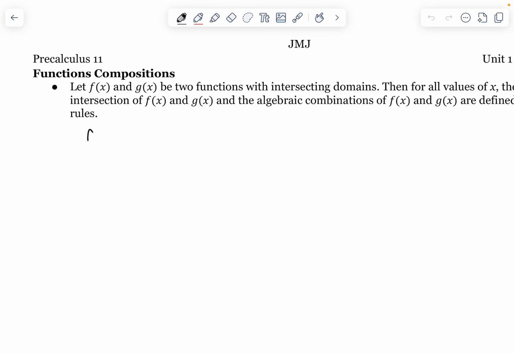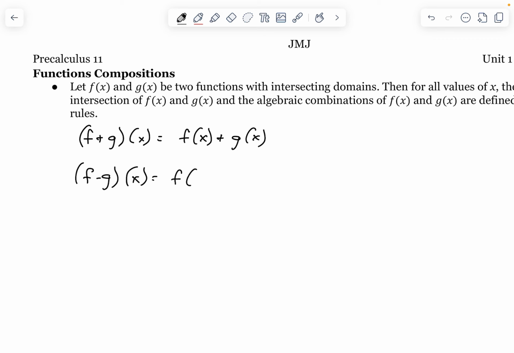So first, if we take f plus g of x, so you have two functions, f and g, and you're taking f plus g of x. Well, that makes sense as f of x plus g of x, so the sum. We also have the difference, f minus g of x, which is saying I'm creating a new function made up of f of x minus g of x, in that order.